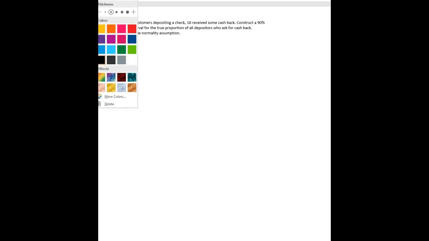Of 43 bank customers depositing a check, 18 received some cash back. Construct a 90% confidence interval for the true proportion of all depositors who ask for cash back. Gosh, it doesn't feel like enough information, but actually it is. Okay, so notice some keywords here. We have proportion, right? So this automatically tells us the set of formulas that we're going to be using. We're going to be using our proportion formulas.